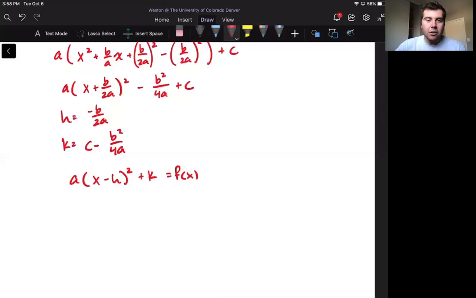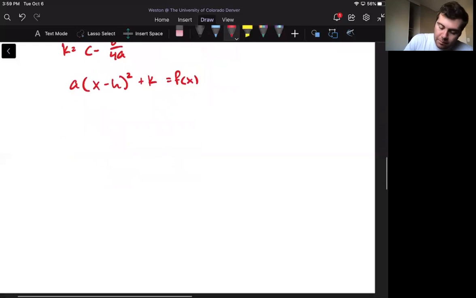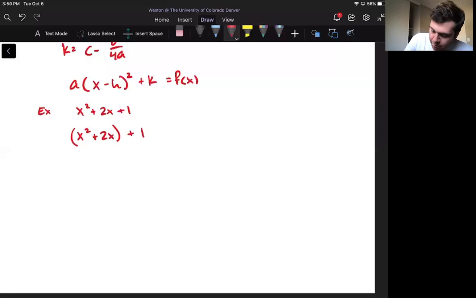And so when you're converting from standard to vertex form, you can either remember what h and k are, or you can just walk through the completing the square on your own. So for our example, where we had x squared plus 2x plus 1, we don't need to factor an a out this time. So we can do x squared plus 2x plus 1.